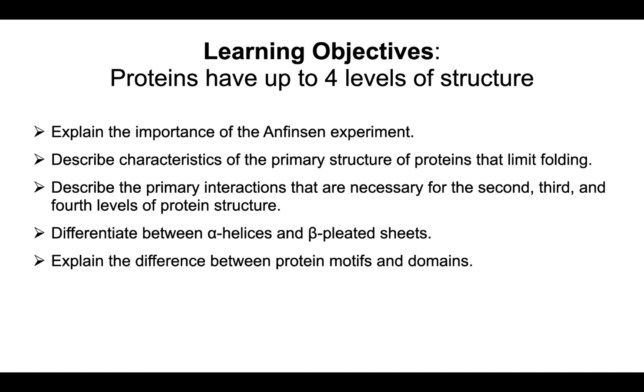So make sure that you go back and review this lecture, and that you are able to explain the importance of the Anfinsen experiment, and describe the characteristics of the primary structure of proteins that limit the way that chain is going to fold. Describe the primary interactions that are necessary for the second, third, and fourth levels of protein structure. Differentiate between alpha helices, beta pleated sheets, and beta turns. And finally, explain the difference between protein motifs and protein domains.